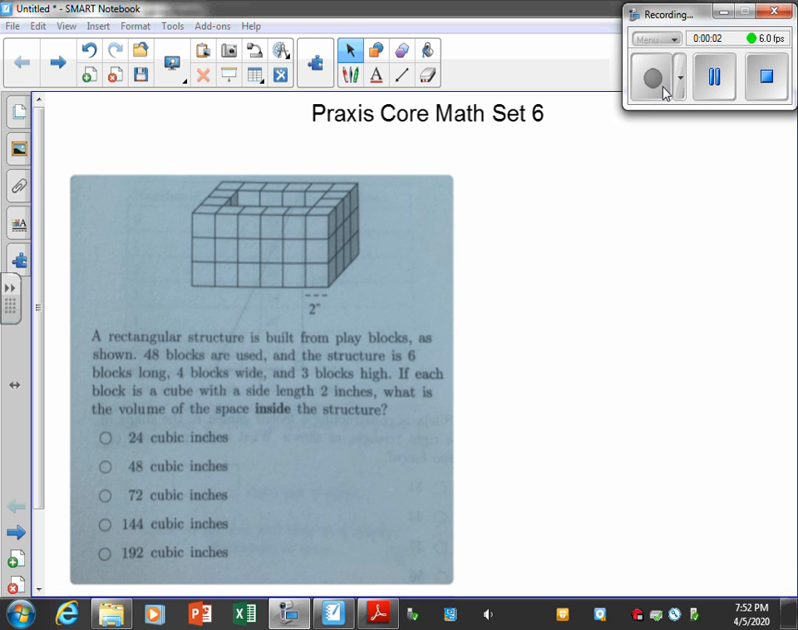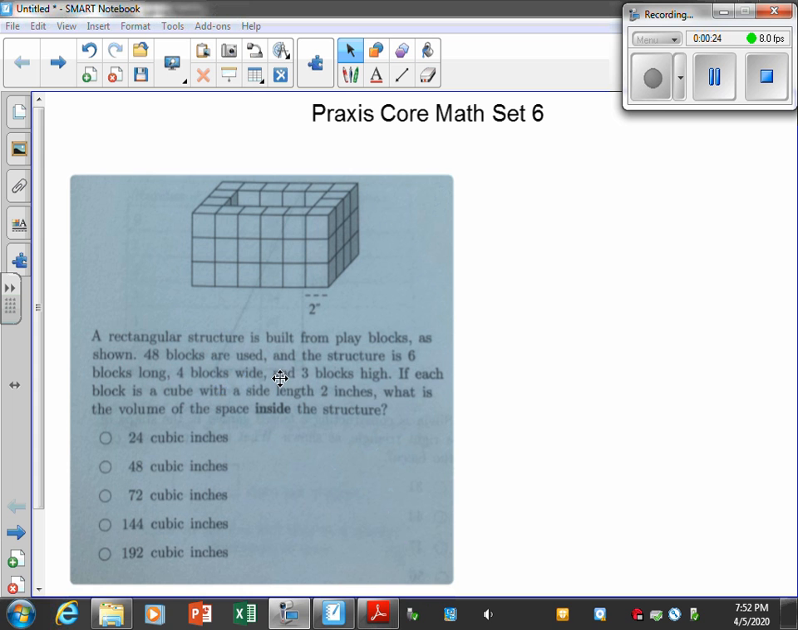Alright, let's work on set 6 now. You have a rectangular structure built from clay blocks. There's 48 blocks total. The structure is 6 blocks long, so 1, 2, 3, 4, 5, 6, 4 wide, 1, 2, 3, 4, and 3 high, 1, 2, 3.